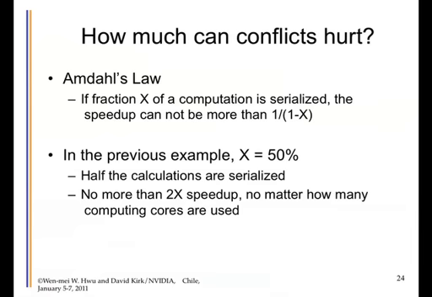Now, there's something called Amdahl's law here. If a fraction x of your computation is serialized, the speedup cannot be more than 1 over 1 minus x, because the serialized portion does not get helped by the parallel execution. And in the previous example, x equals 50%. So even though you may be using a million threads, you can get no more than 2 times speedup, no matter how many computing cores are used.